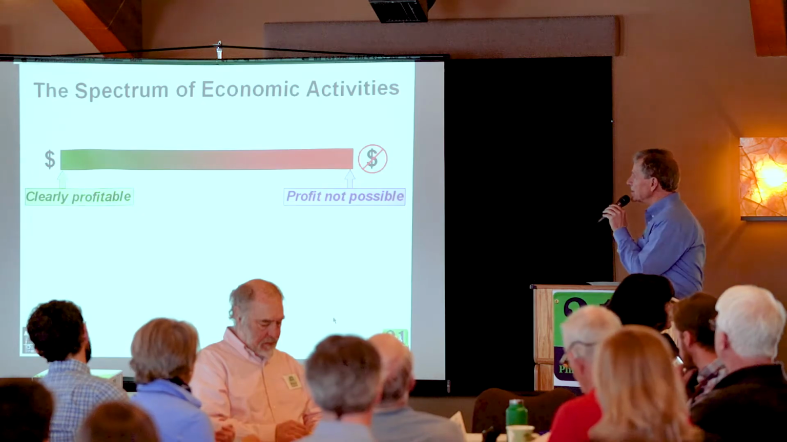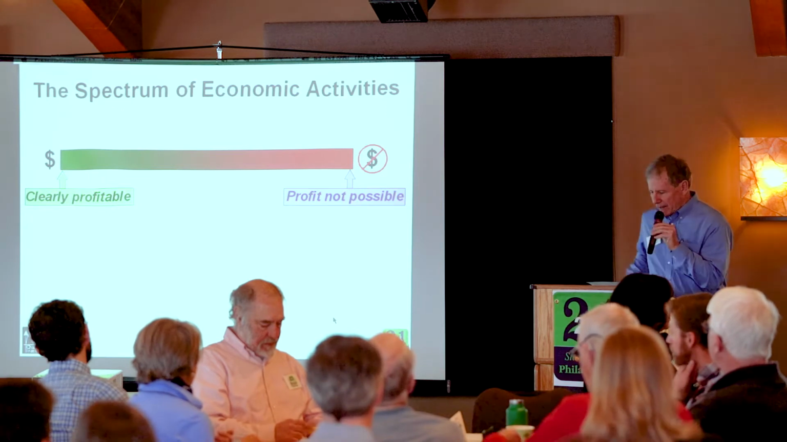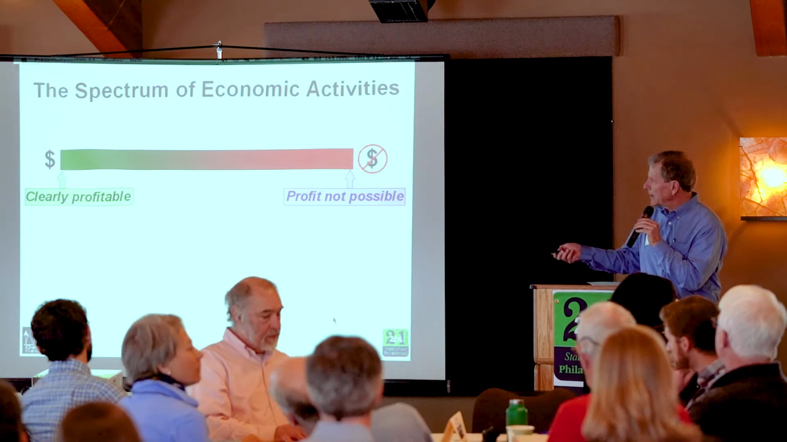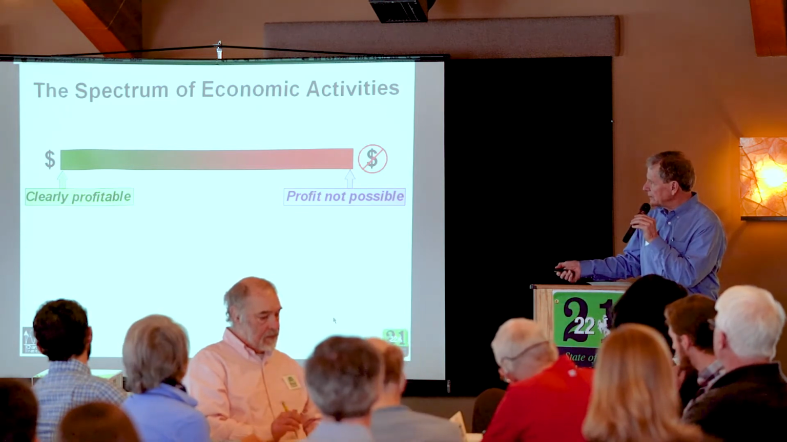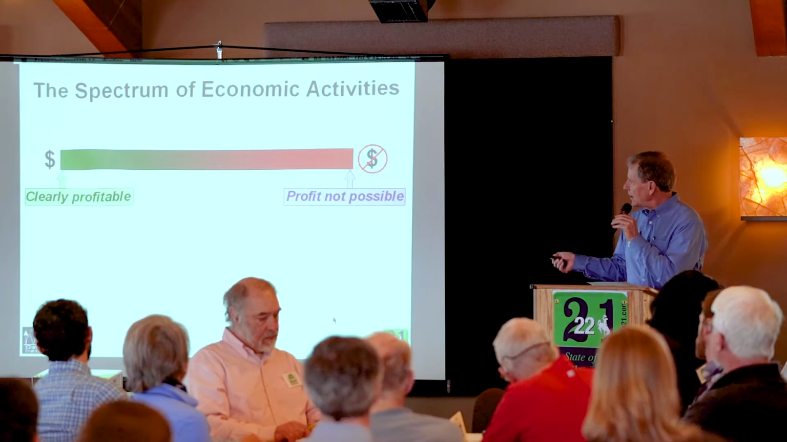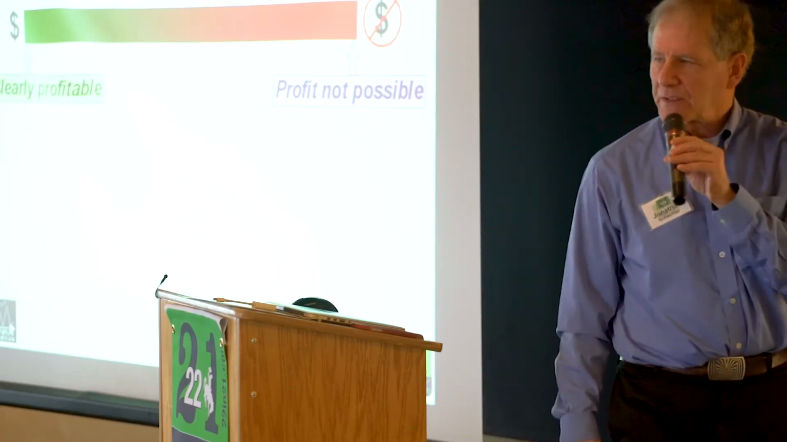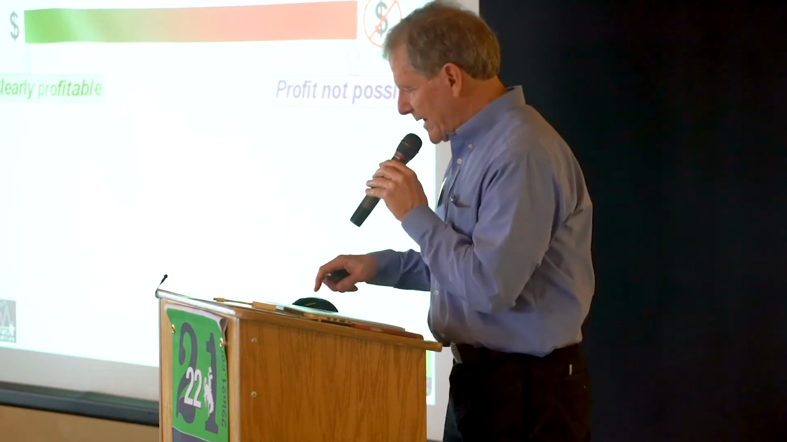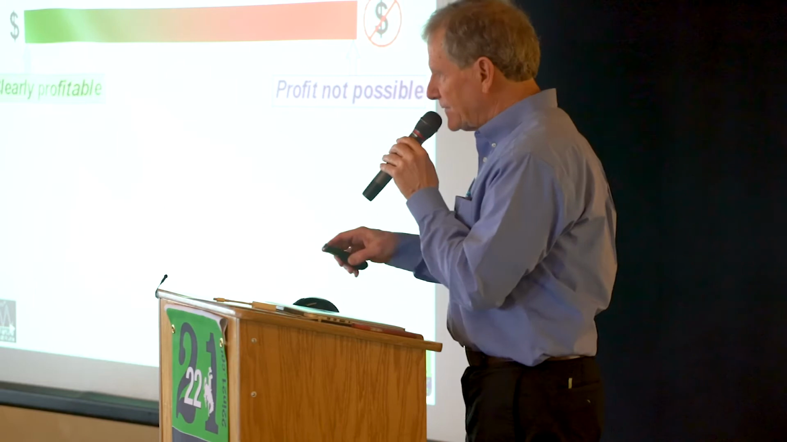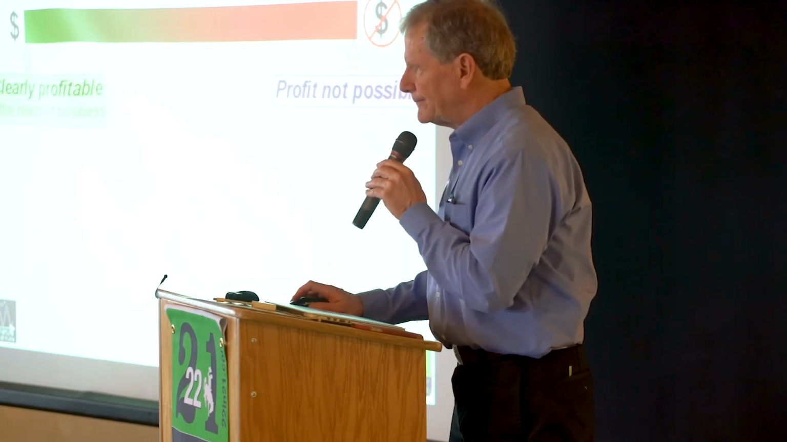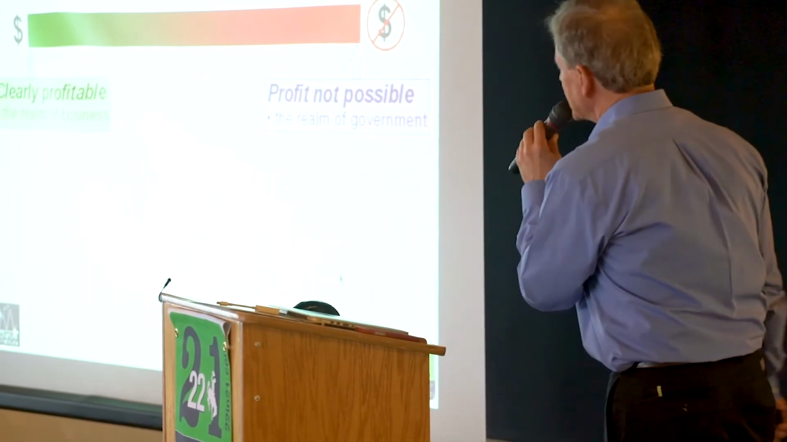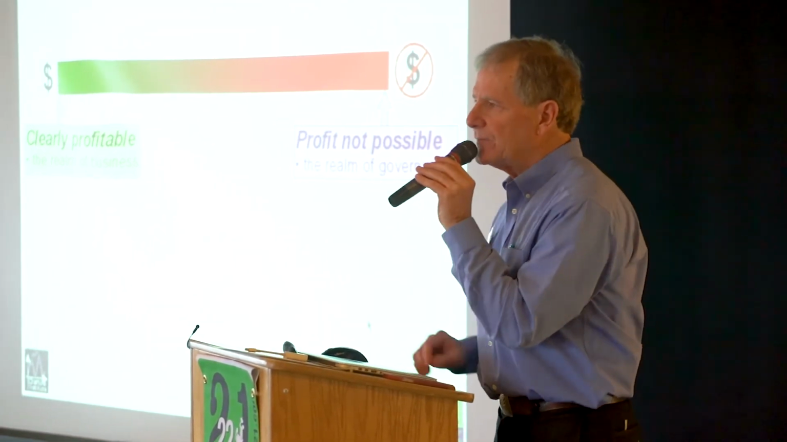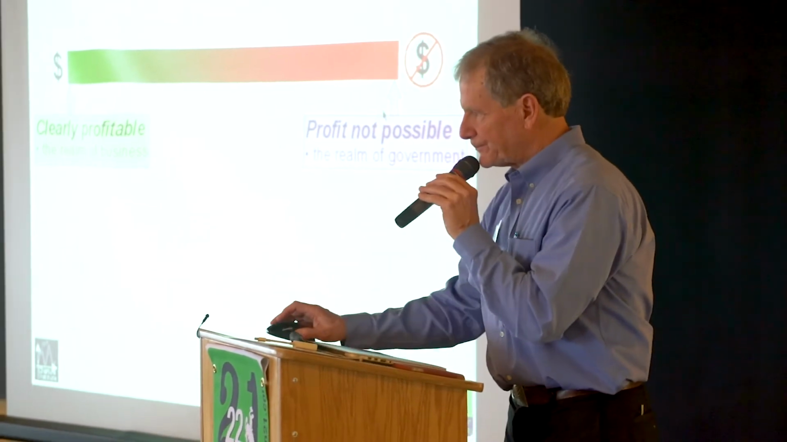And it starts off by looking at the spectrum of economic activities. At one end of the spectrum, over on the left, are those things where you can clearly make some money. And that's the realm of business. And over here are things that are simply not possible to make a profit off of. And that tends to be the stuff that we ask government to do. So the realm of business is that it's clearly profitable, and the realm of government, the things that we ask government to do, are things that are clearly not profitable.